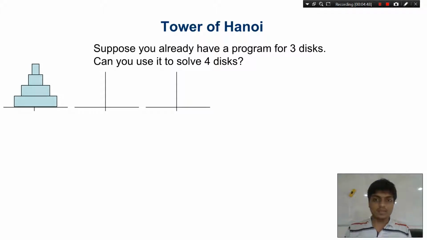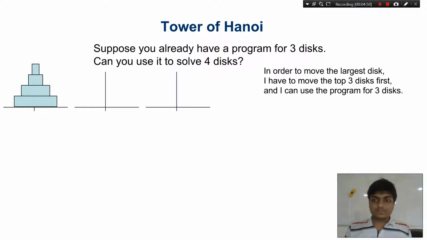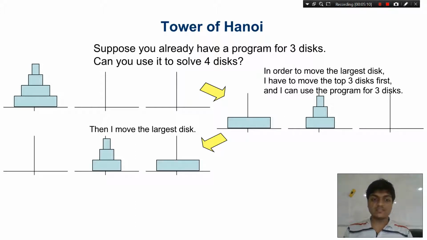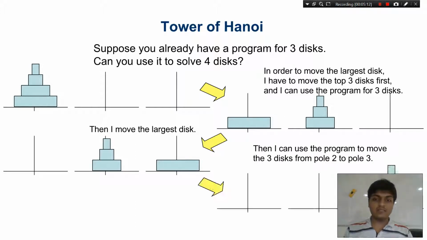Okay, so if you had a program which could by itself move three disks from one pile to another, then we can easily extend it to 4 disks, right? So suppose magically we made these 3 disks go to the second pile. Then it's a very simple problem. We just move the largest disk to the third pile, and we again use the program to move the 3 disks to the third pile, okay?